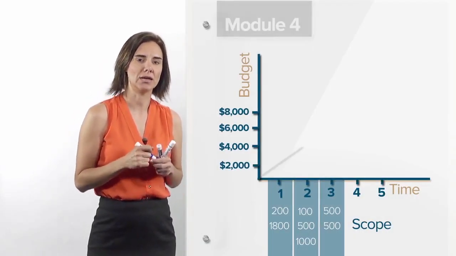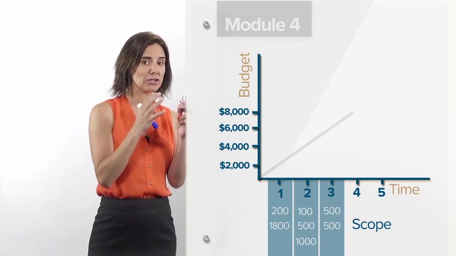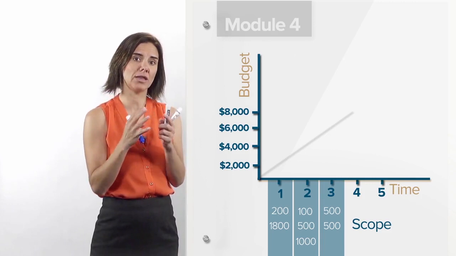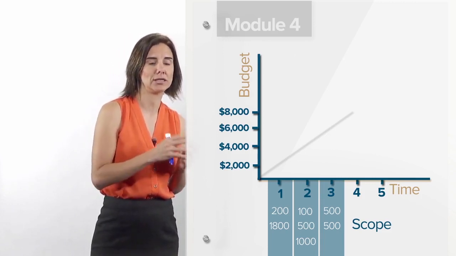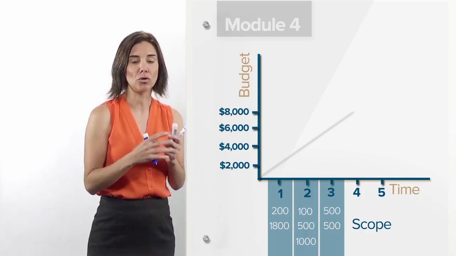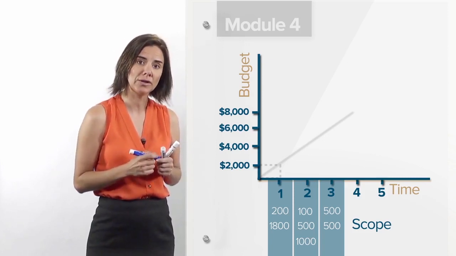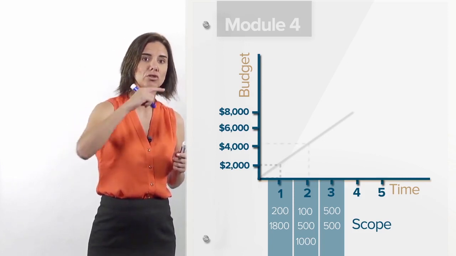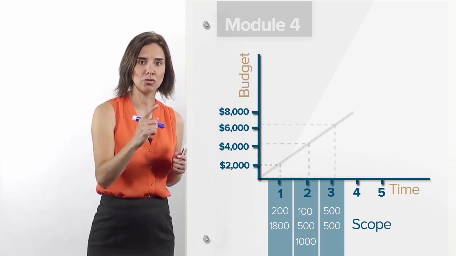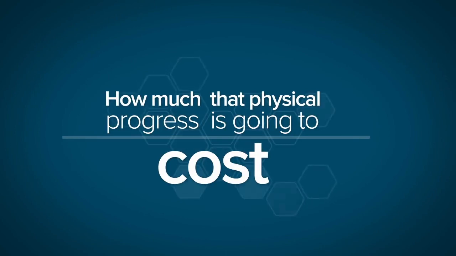We're going to say that in month 1, we're going to complete 2 work packages. Each of those work packages has a cost. The first is $200. The second is $1,800. The sum of the resources we're going to use in month 1 for those work packages is $2,000. That is our first point, and so on. Cumulatively, we build the curve where we see what physical progress we'll have made at what time and how much that physical progress is going to cost.